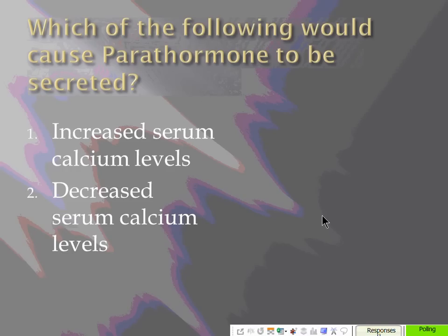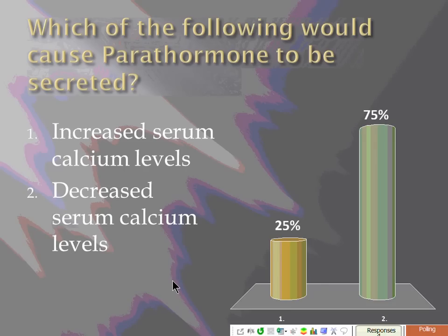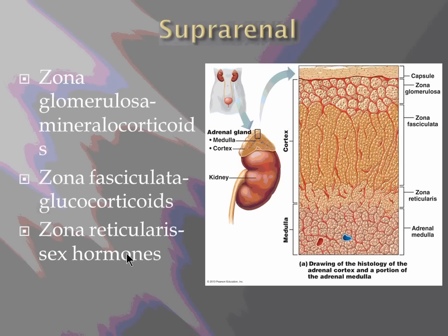Which of these would cause parathormone to be secreted? Decreased serum calcium levels. Remember, its function is to increase serum calcium. So think of a function, and what would it be that will bring about that function? So decreased serum calcium will cause parathormone to be secreted. Okay, so we'll stop here.